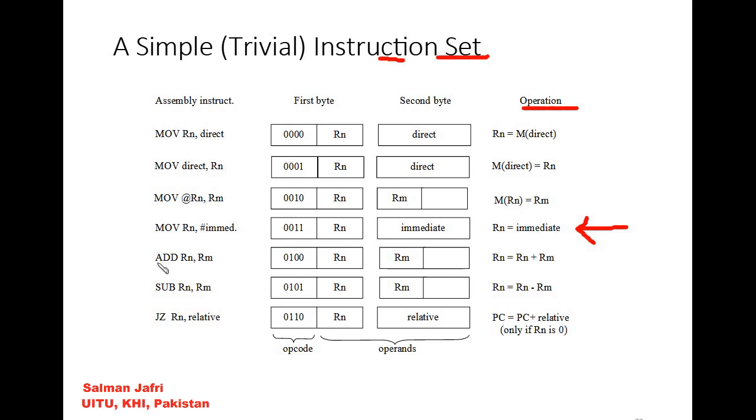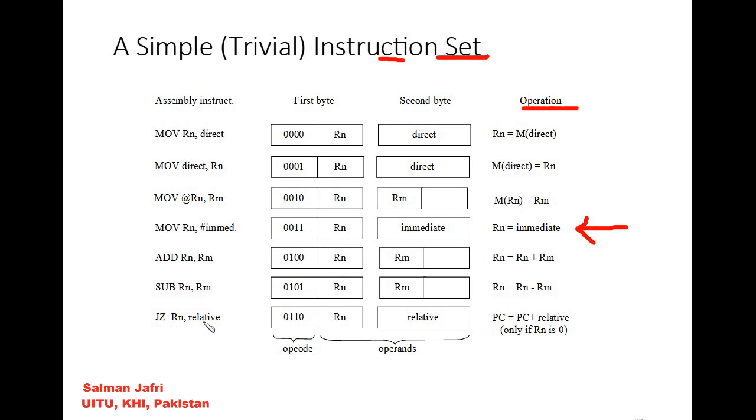Then we have the ALU instruction, add Rn comma Rm, right? The contents of Rn and Rm are added and the result is produced in Rn. Similarly, subtraction of Rn comma Rm, so the subtraction of Rn minus Rm is produced into the memory location Rn. Then we have the jump if 0 Rn comma relative, this is the branch instruction.